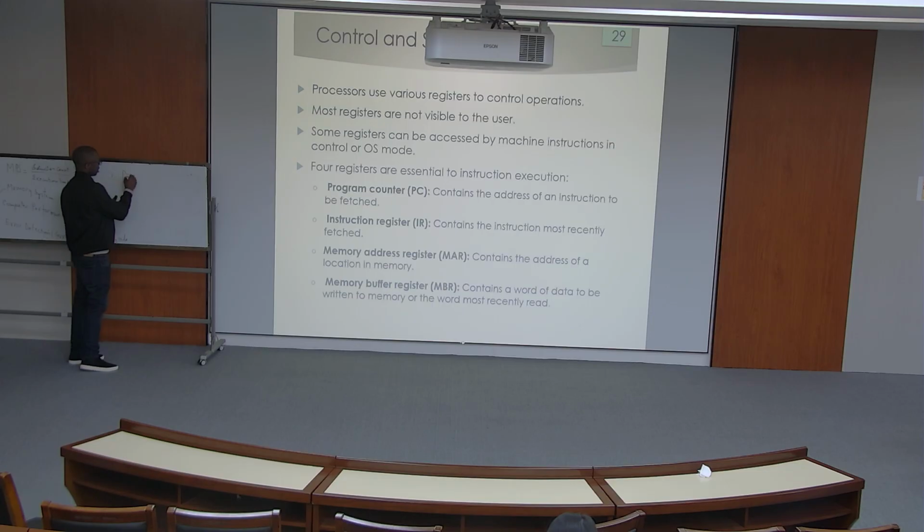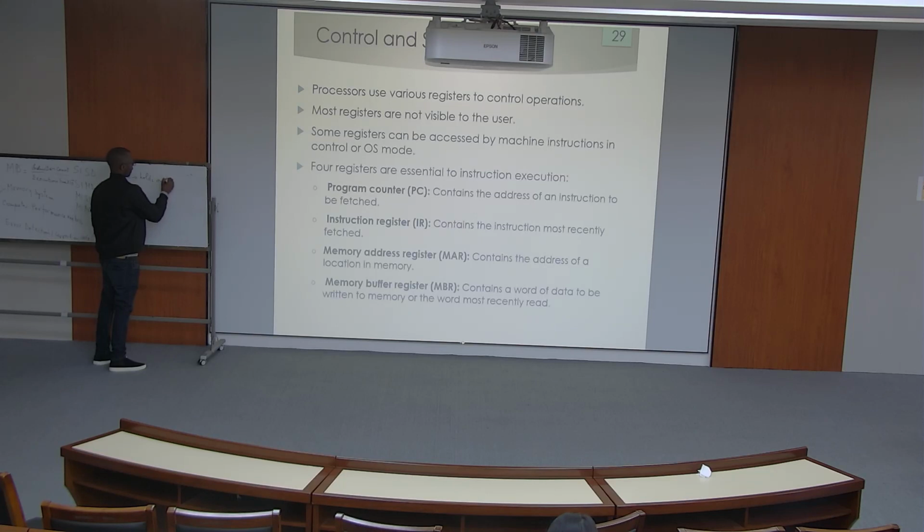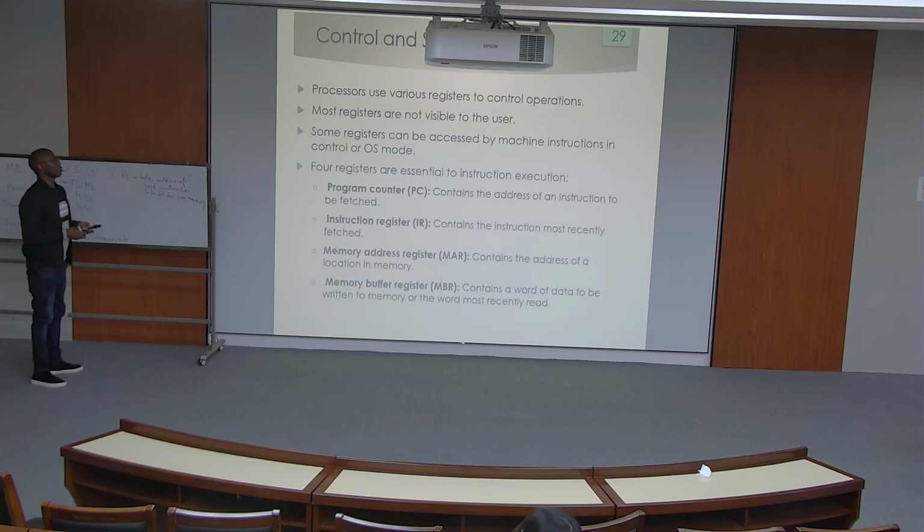We have the PC, which holds the address of the next instruction to be fetched from the memory. Then we have the instruction register, IR, which is used to hold the instruction fetched.